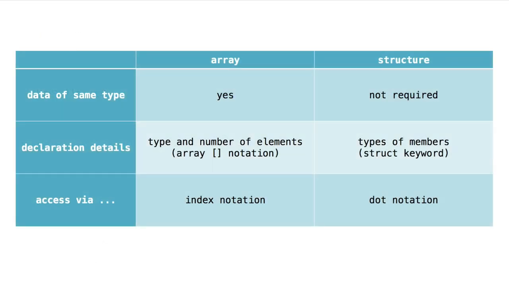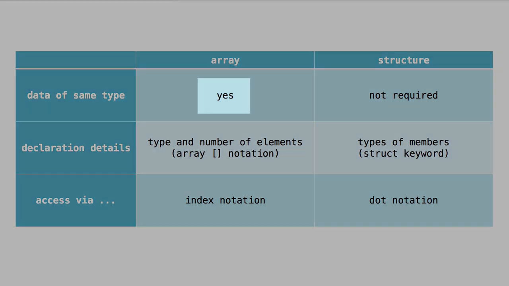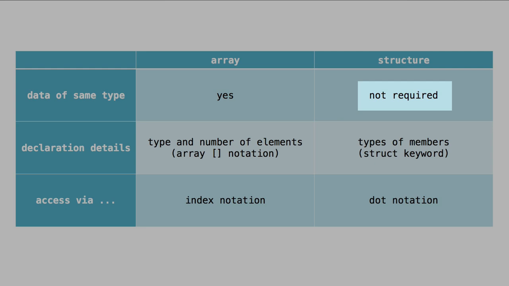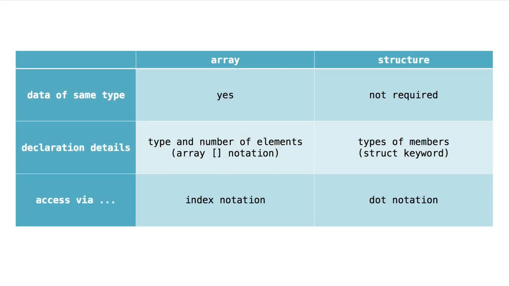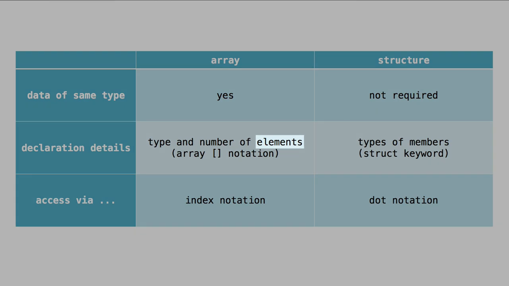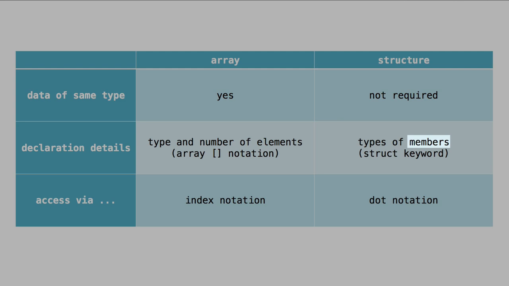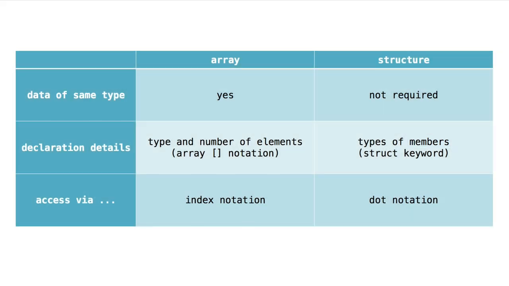There are three important differences between arrays and structs. First, as mentioned above, all elements of an array must be of the same type. But members of a structure can be of different types. Did you hear that difference in terminology? We typically use the word element when referring to an item in an array, but we use the word member when referring to an item in a structure.